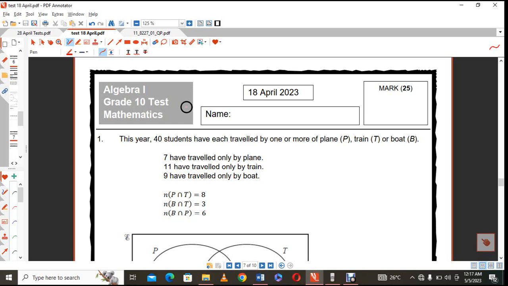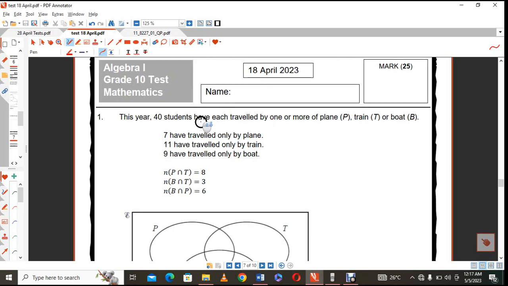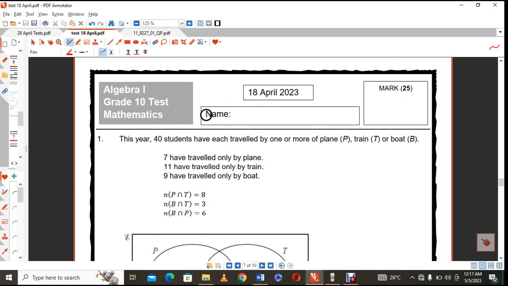I have got another test here on algebra for grade 10. It's like the beginning stages of algebra. So I also have a question on set notation and Venn diagrams. This is also basically algebra. All right, so let's work out the memo.